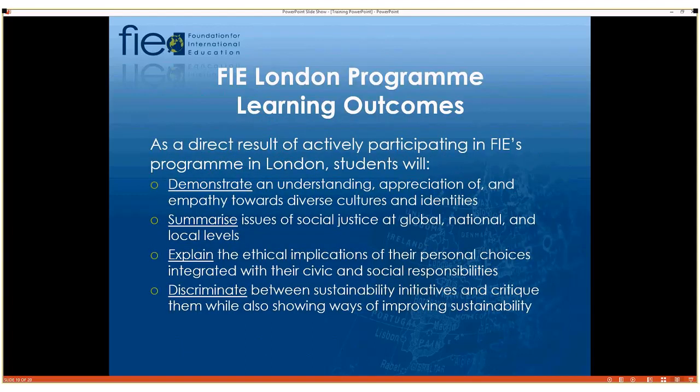This slide shows the 4 learning outcomes that students in London should attain: demonstrating an understanding, appreciation of, and empathy towards diverse cultures and identities; summarizing issues of social justice at global, national, and local levels; explaining the ethical implications of their personal choices integrated with their civic and social responsibilities; and discriminating between sustainability initiatives while critiquing them and also showing ways of improving sustainability.